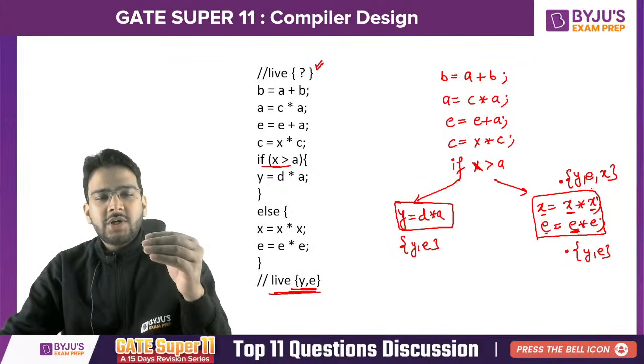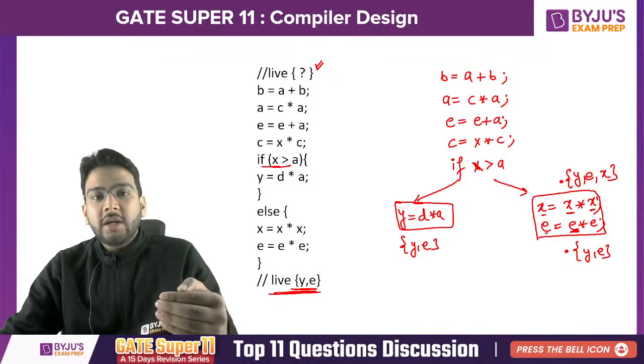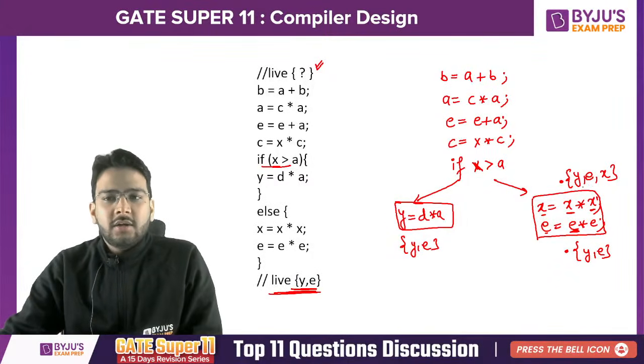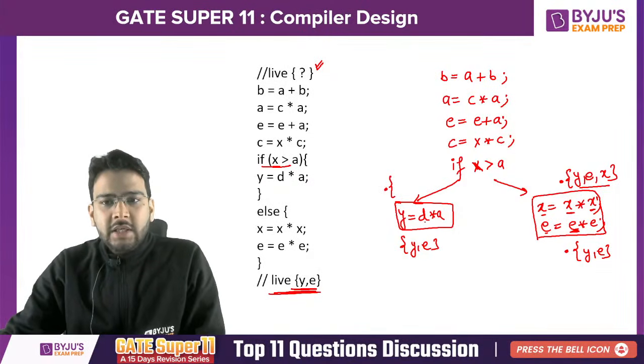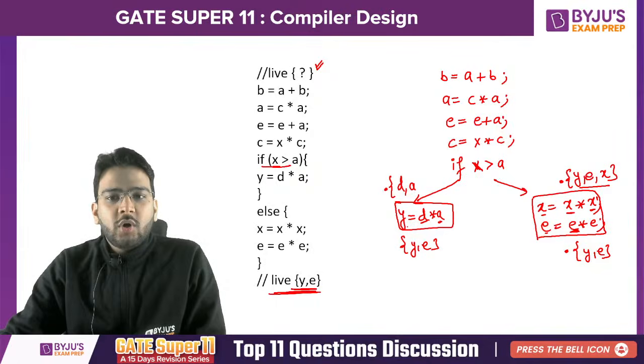So the variables which we are reading first, then writing, those will be in the live variables. What about this one? D we are reading first, so D will be there. A we are reading first, so A will be there. What about Y? Y will not be there. Why? Because we are first writing into it, so Y will not be there, but E will be there.